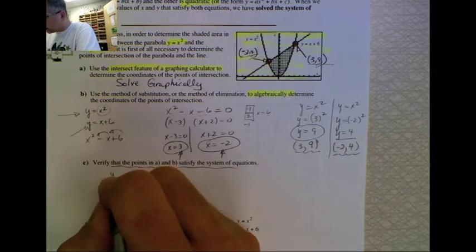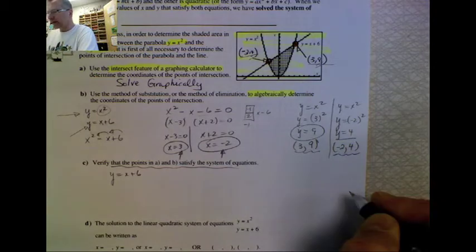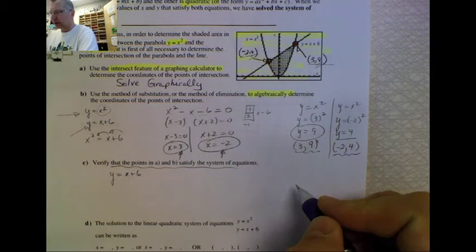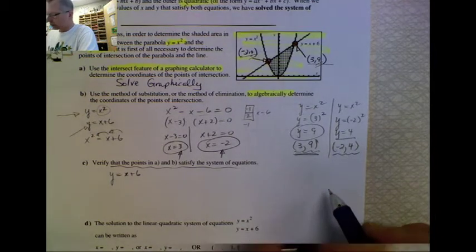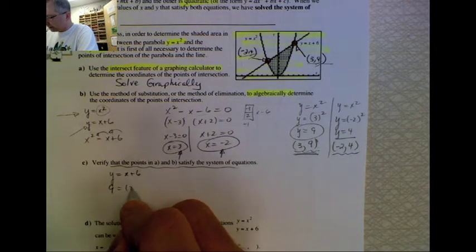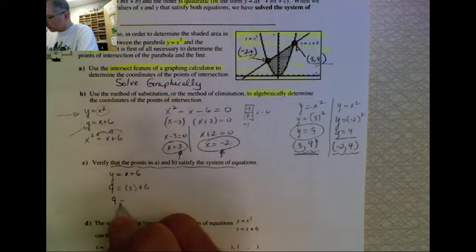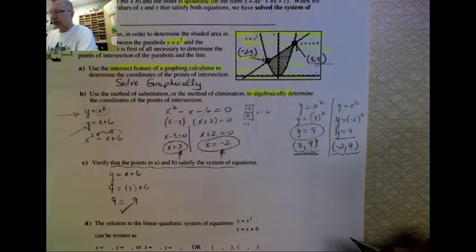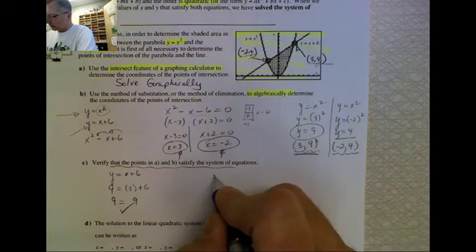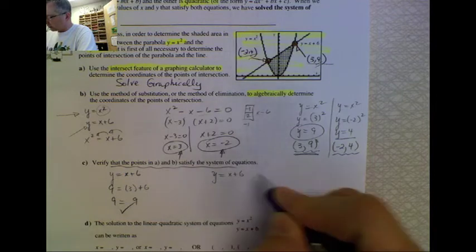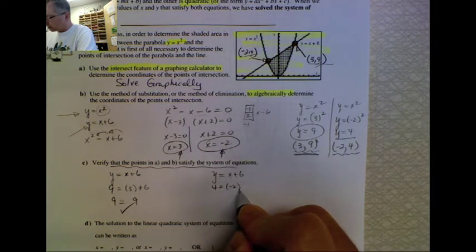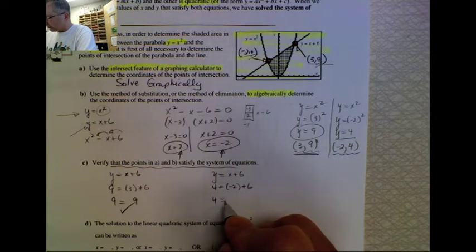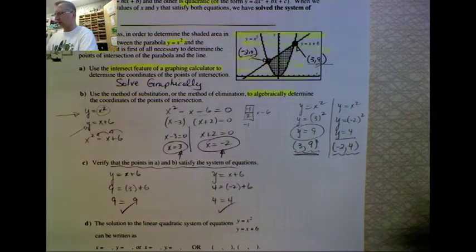Now it says verify the points satisfy the system of equations. What it's saying is take one of the equations you had, in this case y equals x plus 6, and plug in your point of intersection. Y is 9 and x is 3. If the left side and the right side are equal, that verifies it. The same thing again, we're going to use y equals x plus 6. Y was 4 when x was negative 2. Indeed, we get 4 equals 4, so both of these verify.